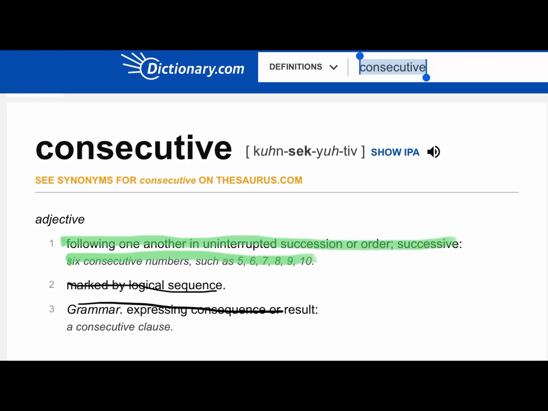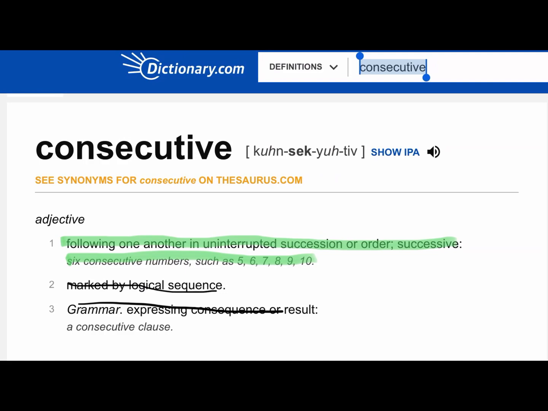The third word for today is called consecutive. Right from dictionary.com, I highlighted the key green definition for us today. It says following one another in uninterrupted succession or order, successive, 6 consecutive numbers such as 5, 6, 7, 8, 9, and 10. Wow. So let's explain that real quick because there are lots of large words in there that make it a little hard to understand.